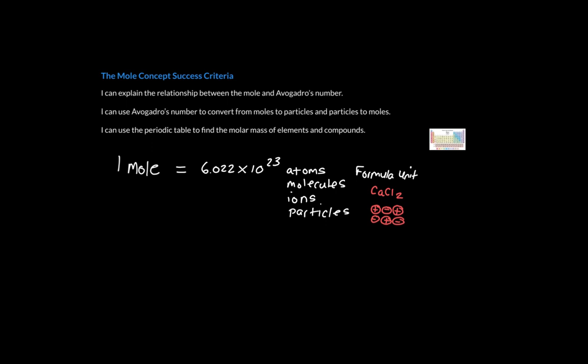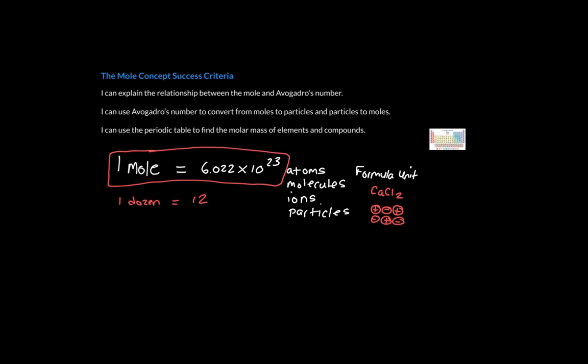So this is what a mole is, and if you have this number, all the mole is a number. So just like 1 dozen is equal to 12, the mole is equal to 6.022 times 10 to the 23rd.